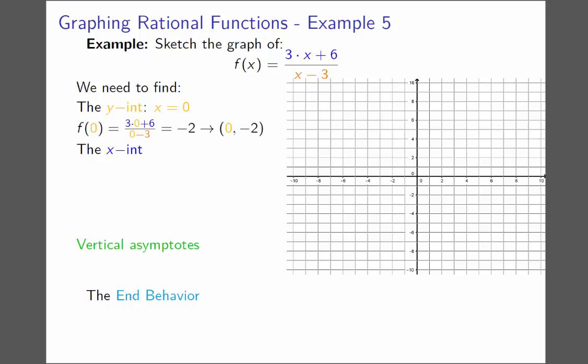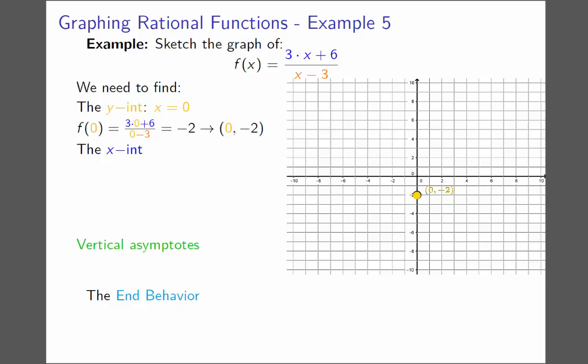Evaluating our function when x equals 0, we get 3 times 0 plus 6 up top and 0 minus 3 down bottom. This gives us 6 over negative 3, which is negative 2, so we have the y-intercept (0, negative 2), which we can plot on our graph.